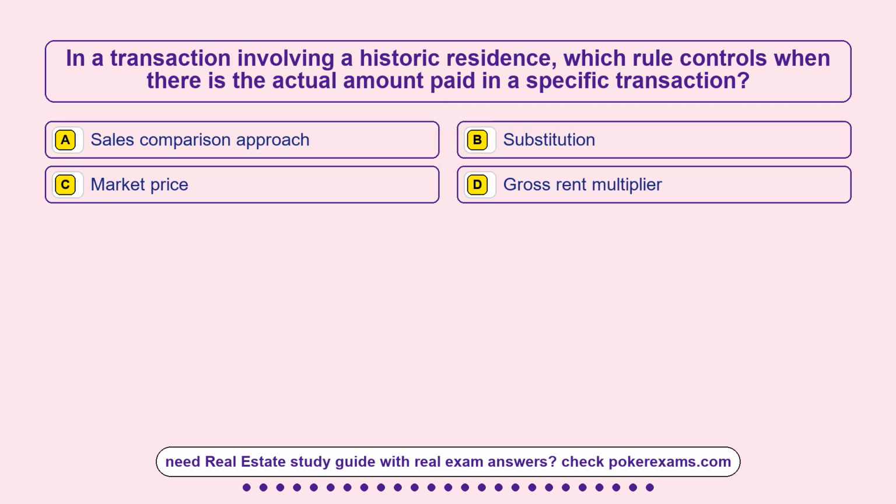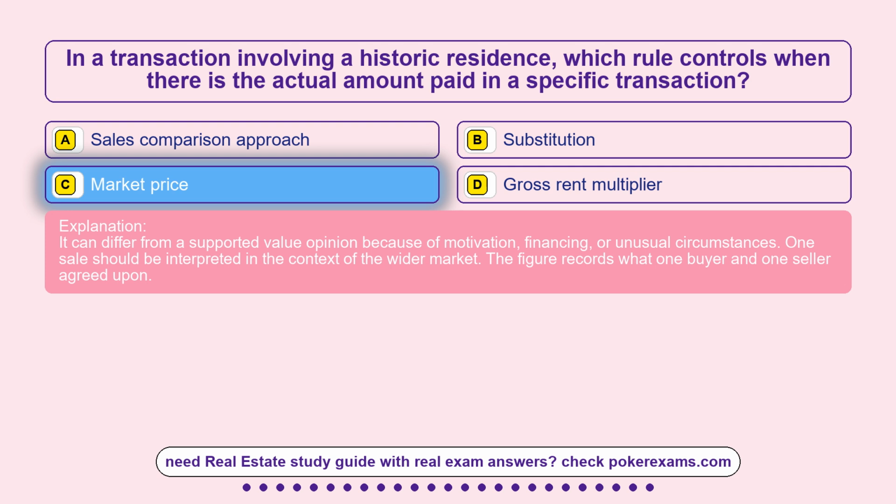Question 20. In a transaction involving a historic residence, which rule controls when there is the actual amount paid in a specific transaction? Option A, sales comparison approach. Option B, substitution. Option C, market price. Option D, a gross rent multiplier. The correct answer is option C, market price.